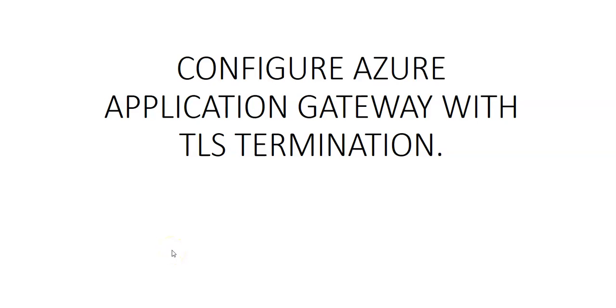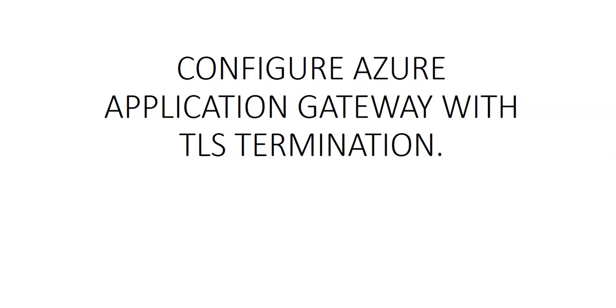Hi, my name is Ashish, and in this video we will see how to configure Azure Application Gateway with TLS termination. We can use the Azure portal to configure an application gateway with a certificate for TLS termination that uses virtual machines for backend servers. In this video, we will learn how to create a self-signed certificate, how to create an application gateway with the certificate, create the virtual machines used as backend servers, and test the application gateway.